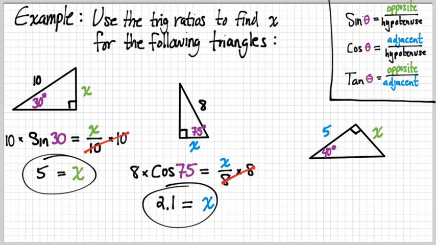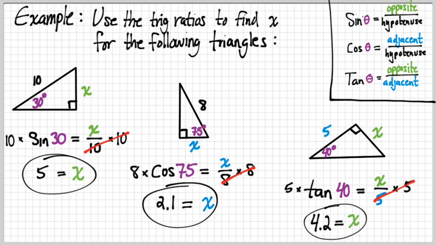Finally, this last one, we have an angle measure, and we don't have the hypotenuse anymore. We have the adjacent side and the opposite side. So what do you know? We can use tangent. We can write the tangent ratio. Tangent, and we're going to put the 40-degree angle in there. Tangent of 40 equals x over 5, opposite over adjacent. As before, we're going to multiply by 5, cancel those 5s, and x equals 5 times tangent of 40. And if you plug that in, you get 4.2.